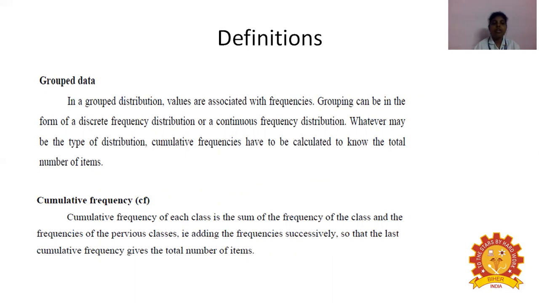Next, definition for cumulative frequency, that is CF. Cumulative frequency of each class is the sum of the frequency of the class and the frequencies of the previous classes. That is, adding the frequencies successively, so that the last cumulative frequency gives the total number of items.